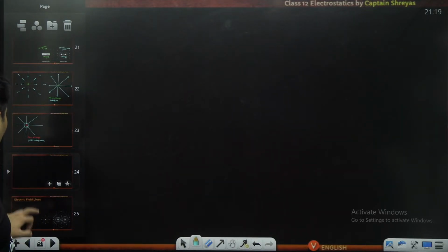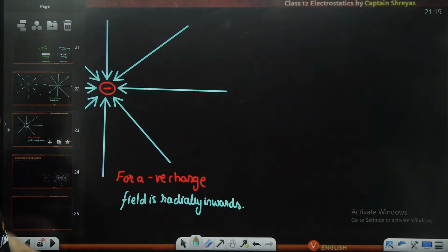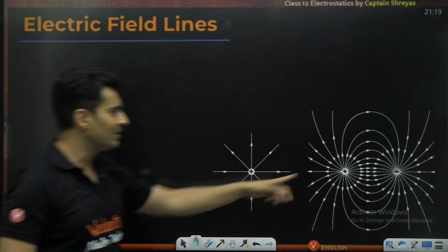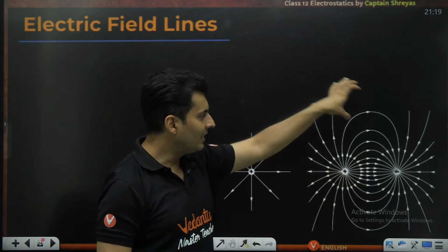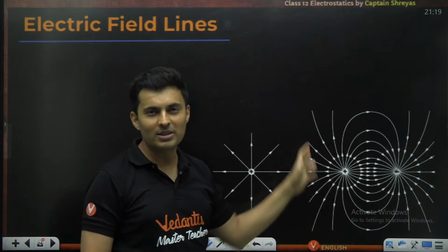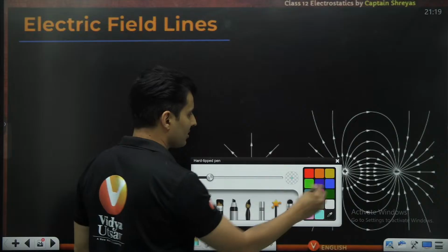If you have one positive and one negative, how will it look? Both of them are there together. It will look something like this. It's beautiful. Look at it. From positive, it is coming and it is ending on to the negative charge. So this is always true.